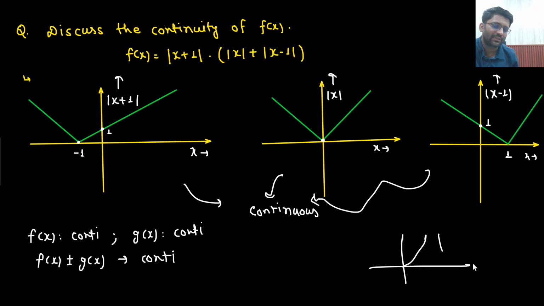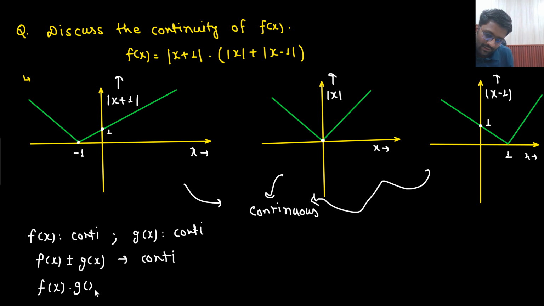Let's just say the graph goes somewhat like this, or you would have seen the graph of 1 by x. So the graph is breaking at x equals to 0, value is tending to infinity, then the graph would break. But if you just add up some values, how would the graph break, right? And if I multiply both of them, so what? This will also be continuous only.